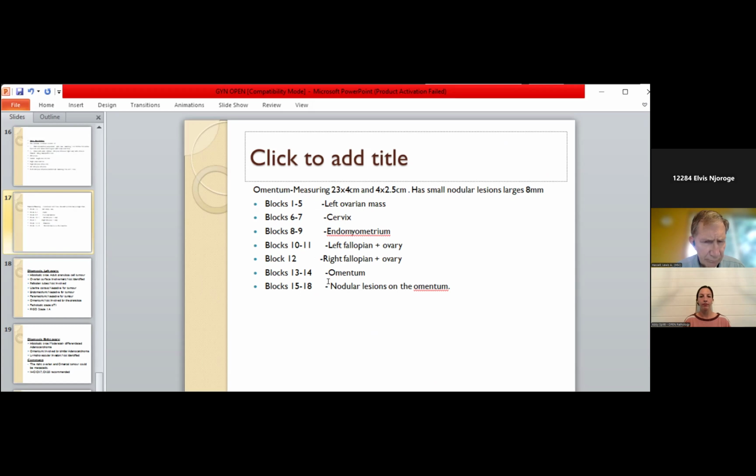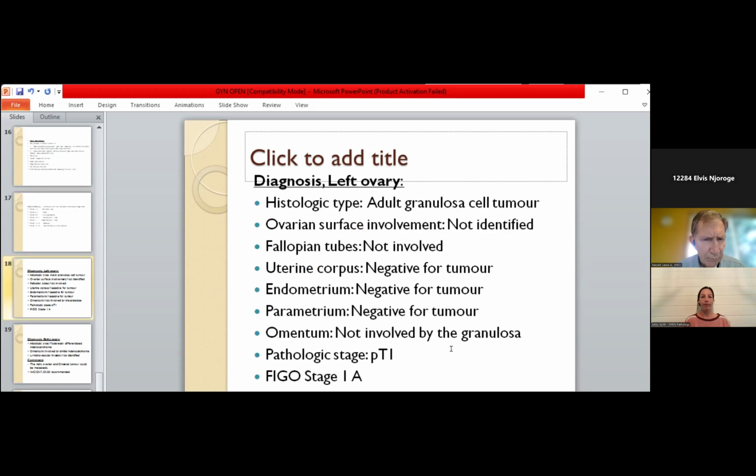Initially, these had been grossed by a pathology resident, a student. So when I saw these 2 different tumors, I went back to look at the gross specimen and did a regrossing just to confirm that it indeed came from the same specimen, but the diagnosis remained the same. So the diagnosis for the left ovary, the histologic type, was given as adult granulosa cell tumor.